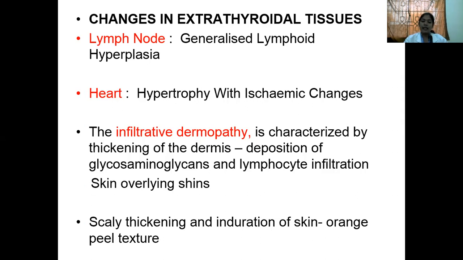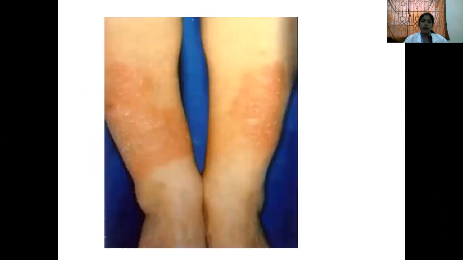There is scaly thickening and induration of the skin, so it gives an appearance of an orange peel. It has an orange peel texture. Okay, so this is infiltrative dermopathy.